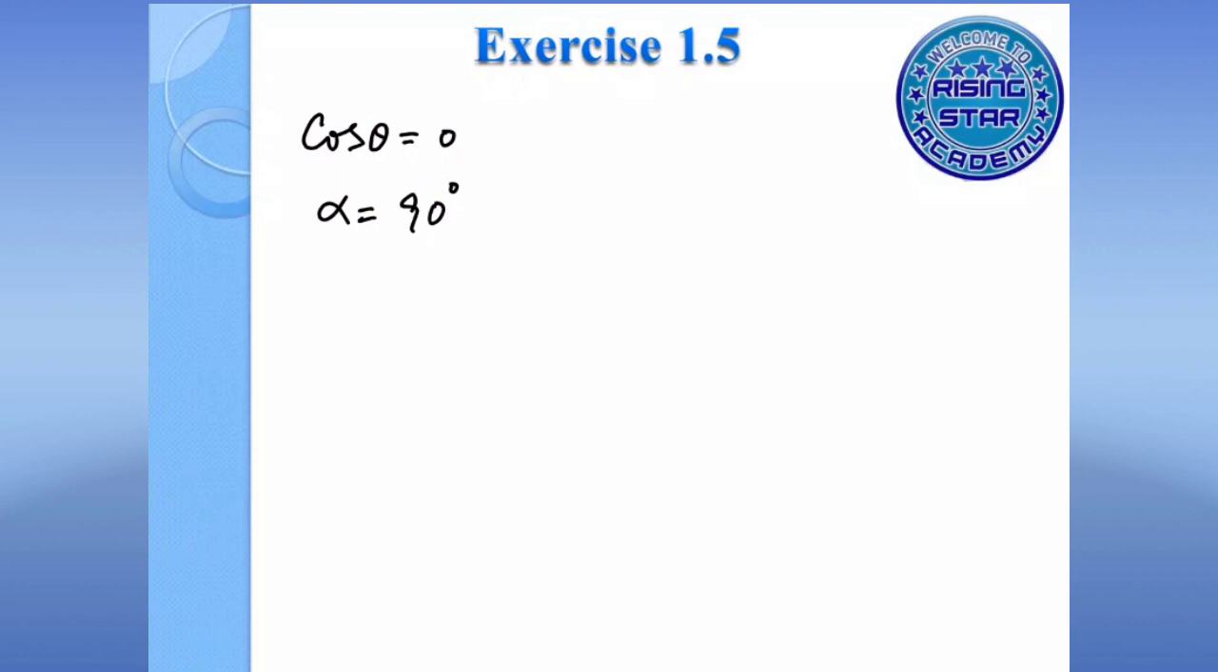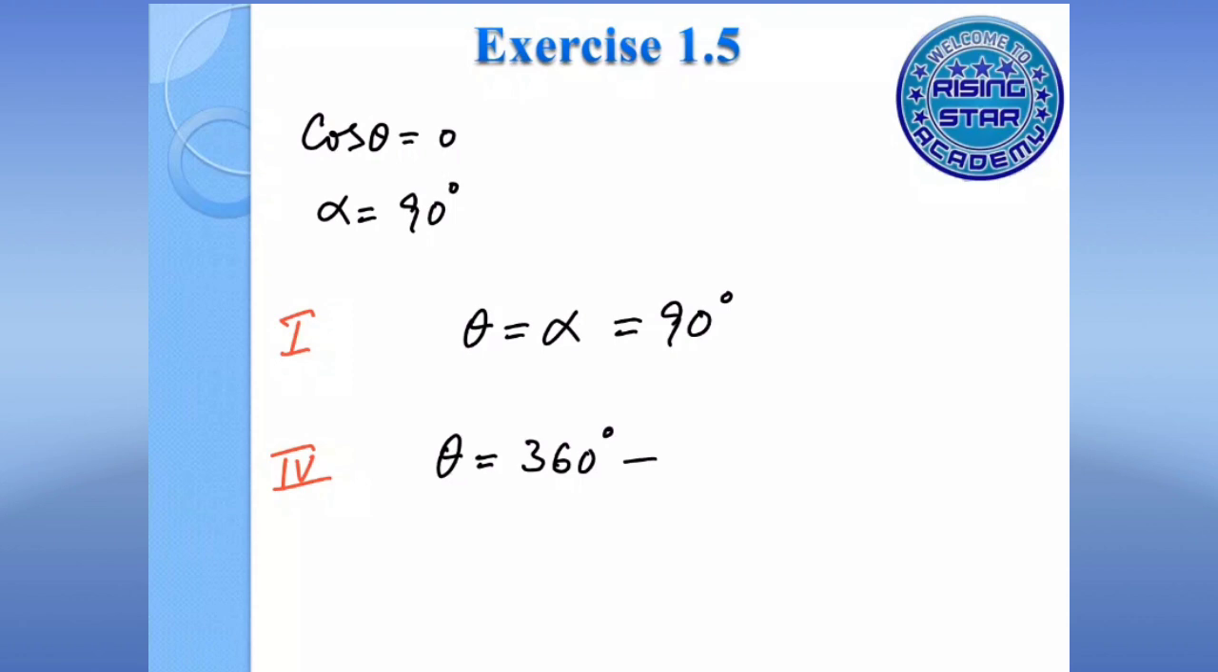So I will write the first and the fourth quadrant. For the first quadrant, we know that theta would be equal to alpha, that would remain 90 degrees. And for the fourth quadrant, we have 360 degrees minus 90 degrees, that would become 270 degrees. So 270 is the answer. Now we will do the other part.